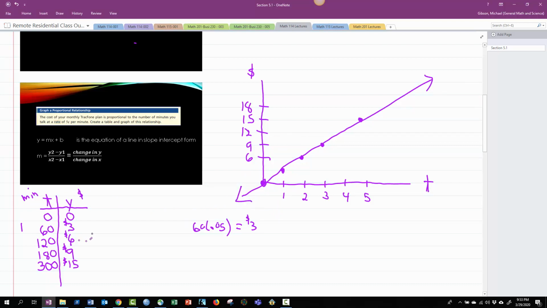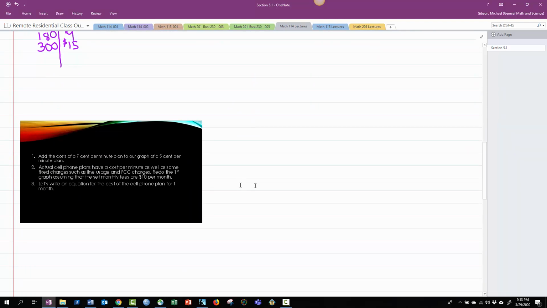So for some of these questions, you're going to be given stuff in tables. Sometimes you'll be asked to fill out a table. Some of them you'll be given a graph. Some of them you'll be asked to pick the right graph. All of that's going on. So let's move on a little bit here.